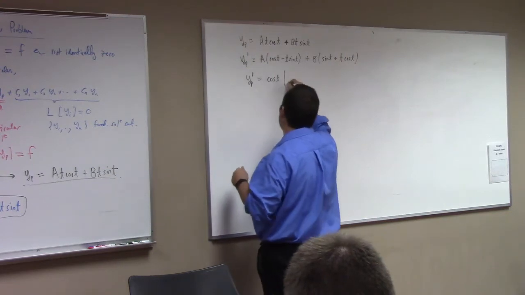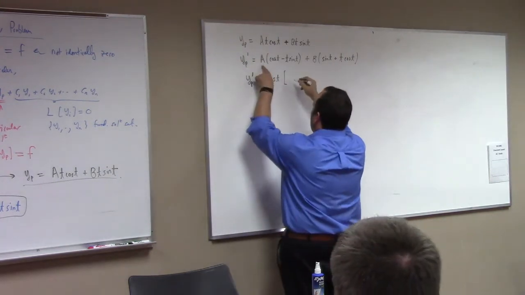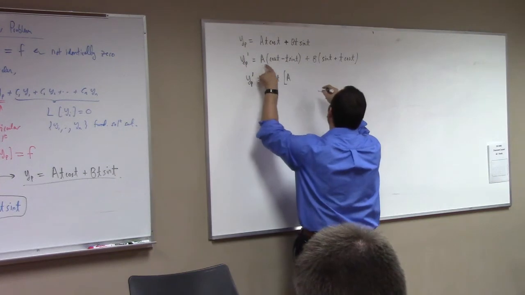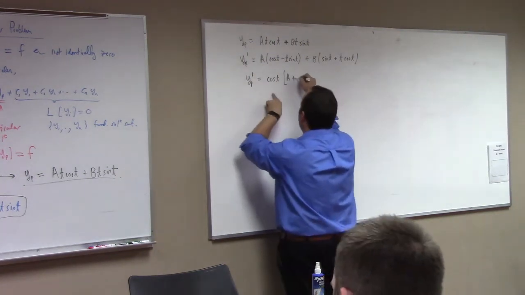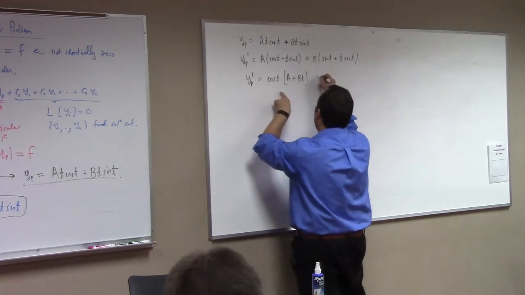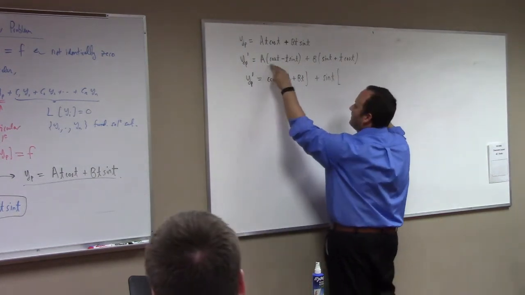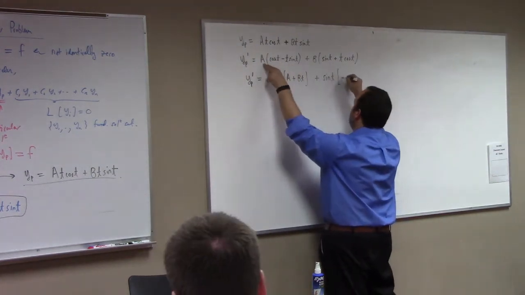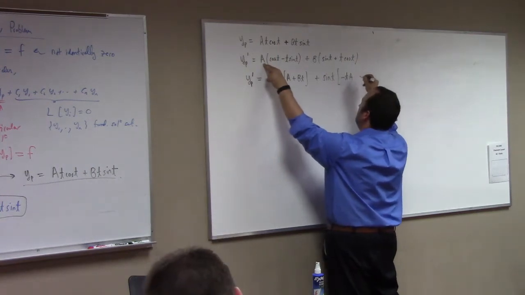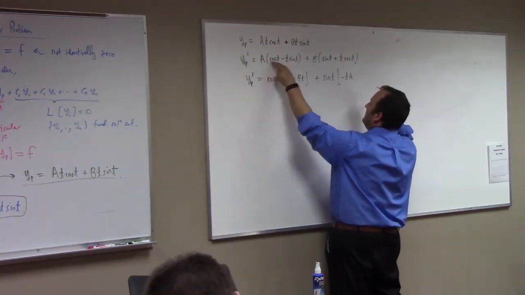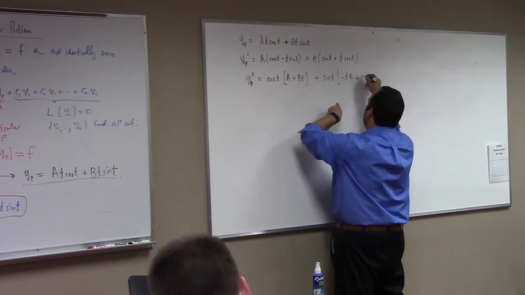I've got cosine t times what? I got myself an a. What else is cosine t? Plus bt, yeah? And then sine t, what do I got with sine t? Looks like I've got a minus ta here, right? And also a plus b, yeah?